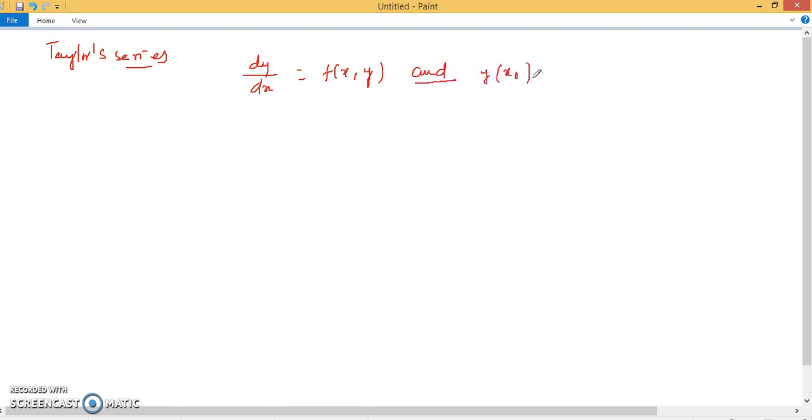And similarly, like Picard's method, they will give the initial value conditions: y of x naught is equal to y naught. So this is your initial value which is given. You have to consider this as y naught, and this is x naught.